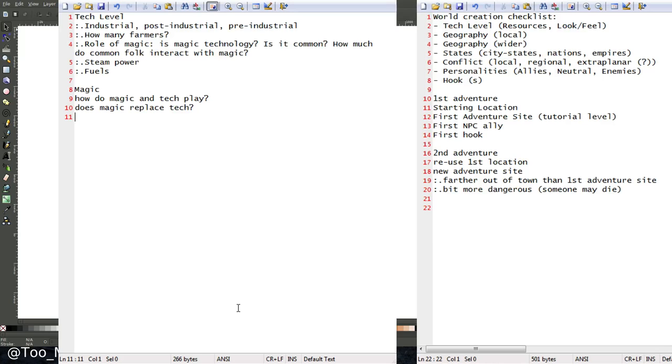If everyone has access to abundant magical power, they're probably not going to be resorting to different fuels and things like that. And certain pieces of technology, things like steam engines, might not ever get invented just because magic is available. So that's a decision to make.